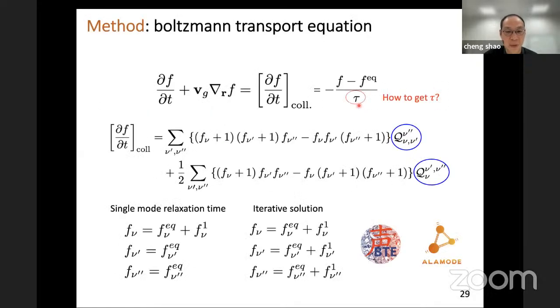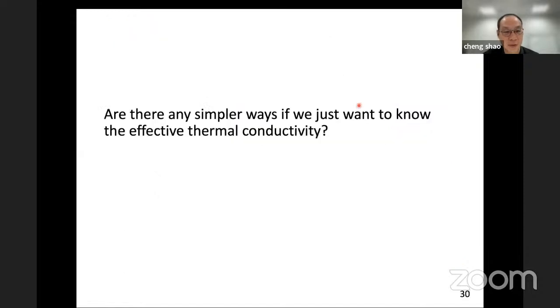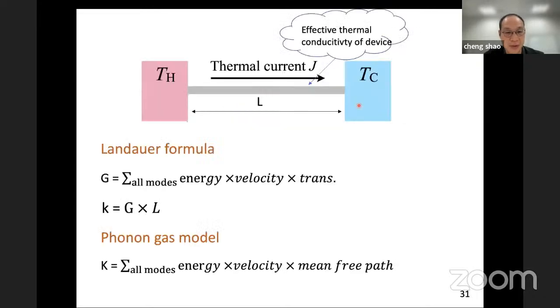However, even though we can do this in this approach, it's still quite difficult. So the question is, is there any simple method if we just want to know the effective thermal conductivity of the materials? Actually, the answer is yes. So let's take this simple illustration. Let's say we want to know the effective thermal conductivity of the central region of the device.